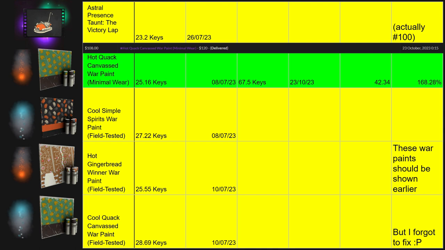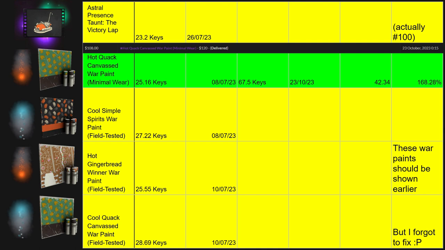Hot Quack Canvas Warpaint Minimal Wear. This is an awesome warpaint that I got for really cheap and sold it for extremely high. Even though it took 3.5 months, 168.28% profit margin is something anyone would go nuts over.